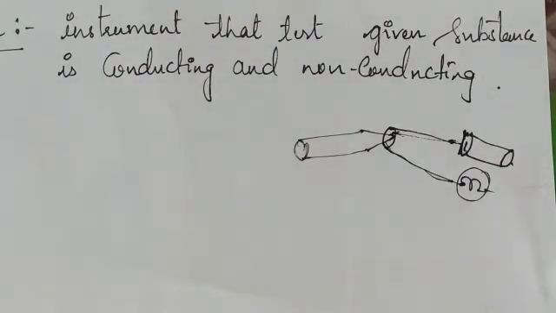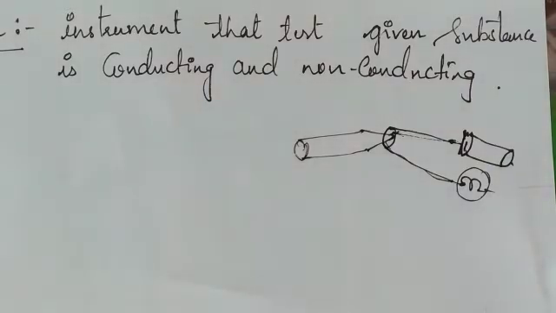So be careful while handling this type of instrument. It indicates whether the given substance is conducting electricity or not. Now, we have discussed substances like rubber and wood, which are all solid substances. This tells us whether solid substances are good conductors or bad conductors of electricity.